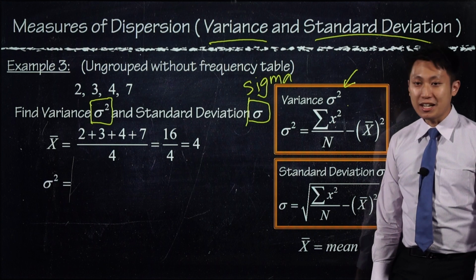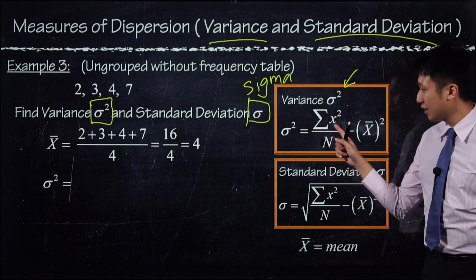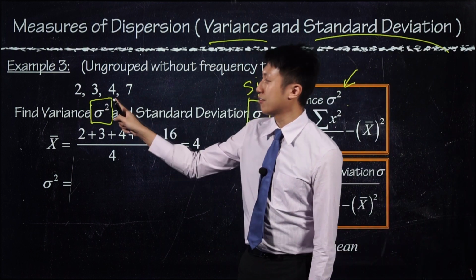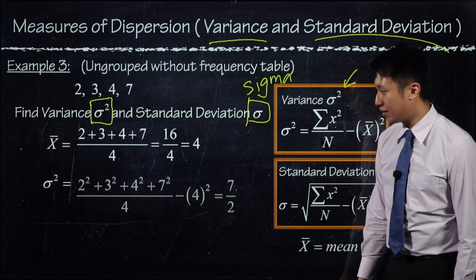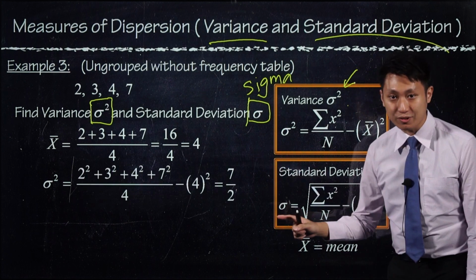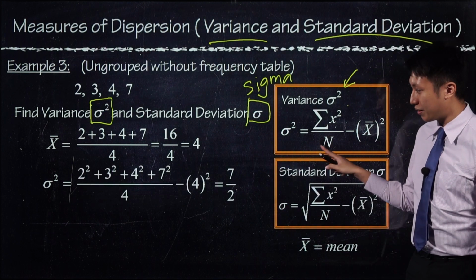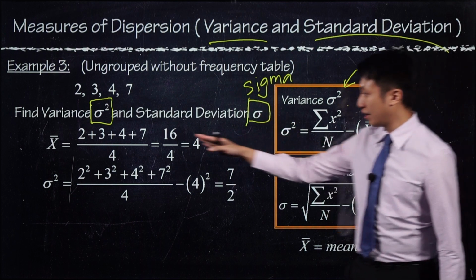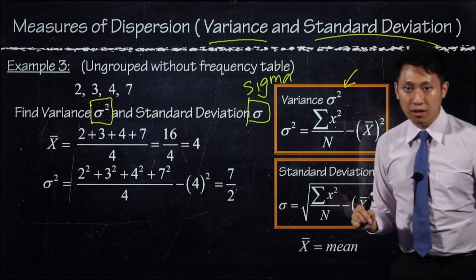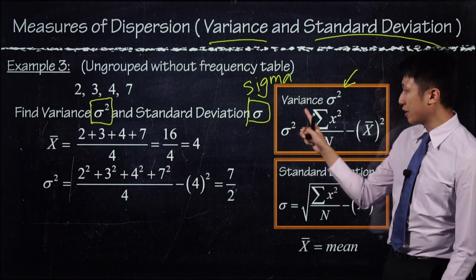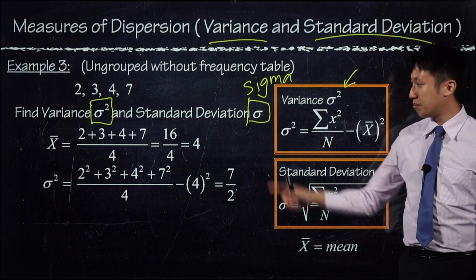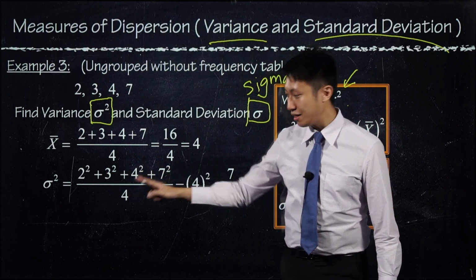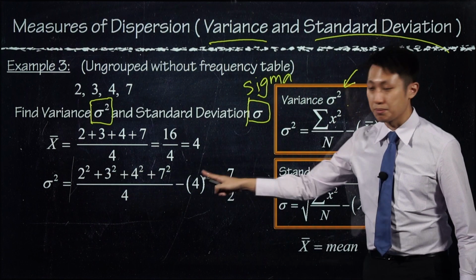Next, sigma square is the thing you want to find. Sum of x squared: this is your x, this is your x, this is your x, this is your x. So you have 2 square plus 3 square plus 4 square plus 7 square, divided by the total number of observations, which is 4 here. And x bar is based on here, 4. So when you want to find variance, you need to find the mean first. Then you sum all the squares, divide by total observations, then minus the mean square.